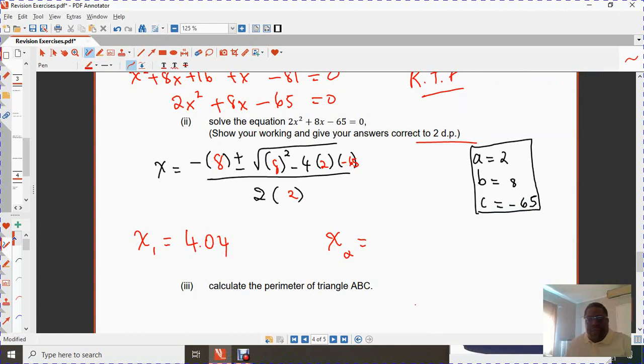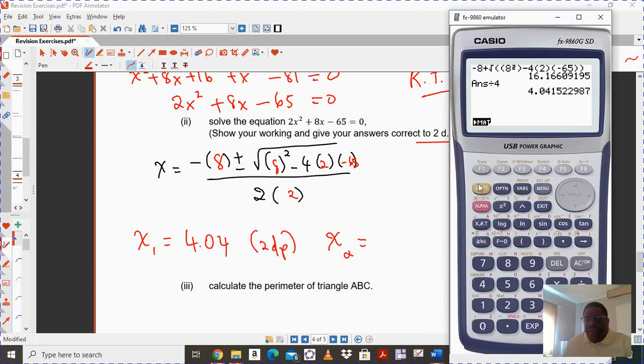4.04, to 2 decimal places. The second one, just so you see, here is where the catch will be. You do all of that, and then you just put a minus there. So let's start over again.